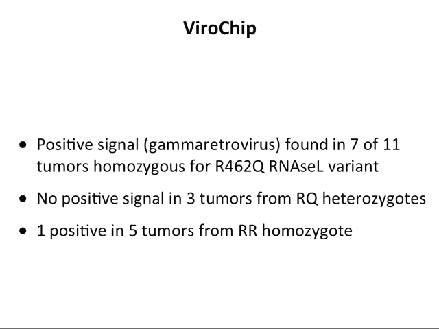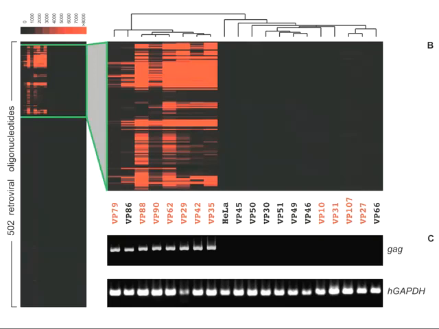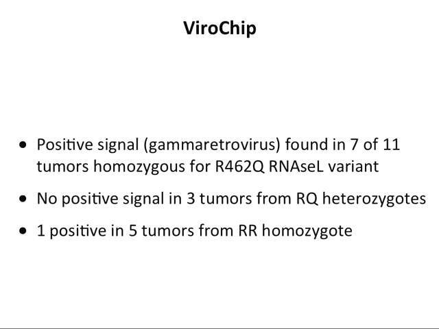Now, here are the numbers. So they got a positive signal in 7 of 11 tumors homozygous for this variant, so RQ, so it's QQ, and those are the red ones here. And then they also got a positive signal in a heterozygous variant. So in other words, the homozygous have both alleles of RNase L mutated, and the heterozygous only has one allele mutated. So 7 of 11 for the RNase L variant QQ. No positive signals in 3 tumors from RQ heterozygotes, and 1 positive in the wild-type homozygote.